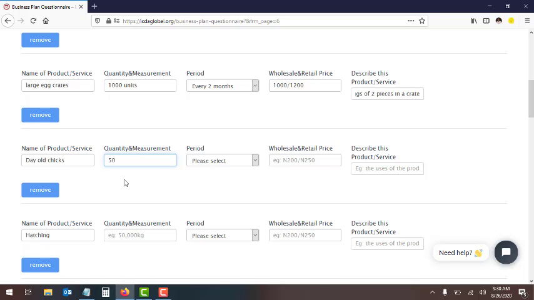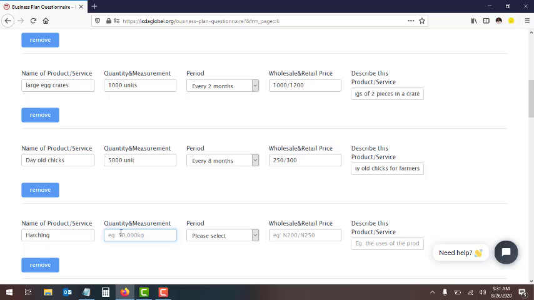Maybe you are producing 5,000 day old chicks, and the unit you are using is just units, pieces. Then the period you produce this, maybe every 8 months, and the wholesale price you sell them is maybe 250 and the retail is maybe 300, and the description is just day old chicks for farmers. So hatching, this is a hatching service.